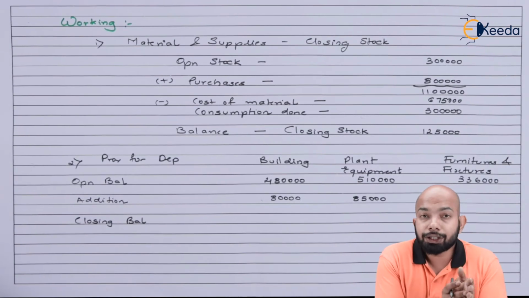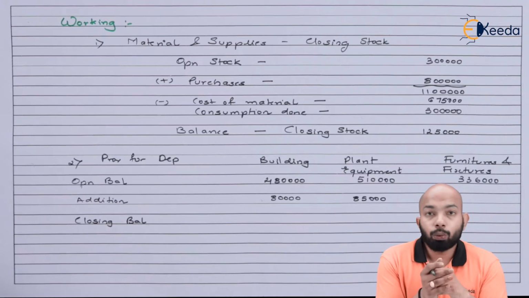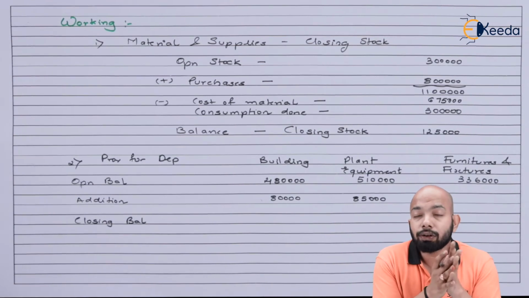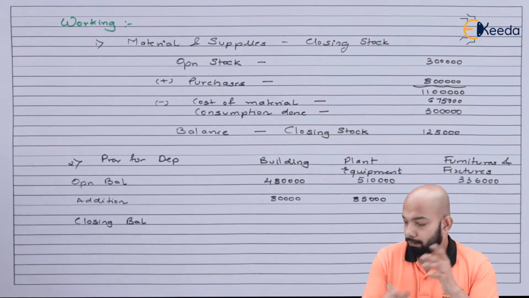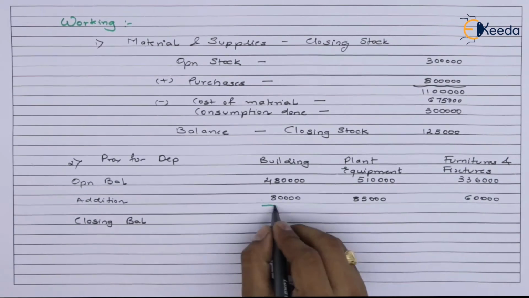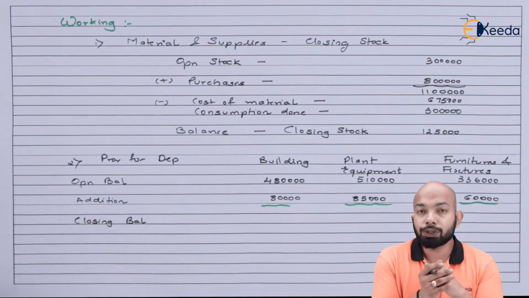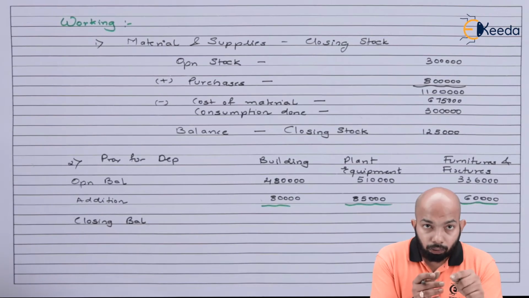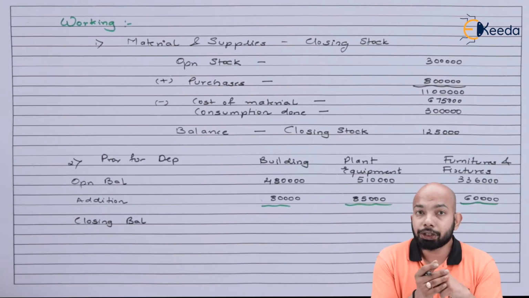Again, furniture and fixtures, we have the actual cost of asset, which is 6 lakh rupees. On that also, you have to calculate 10%, which is 60,000. So the closing balance for provision for depreciation will be the total opening balance plus the addition to it.